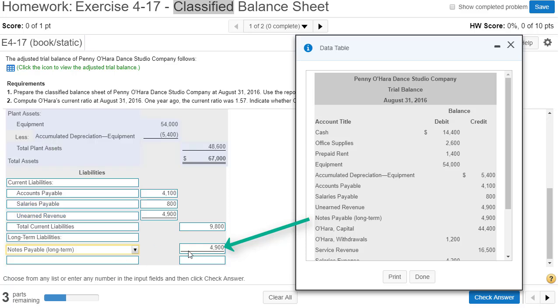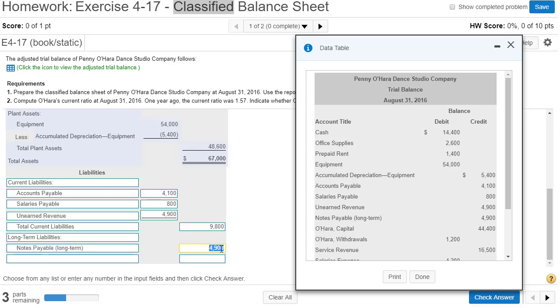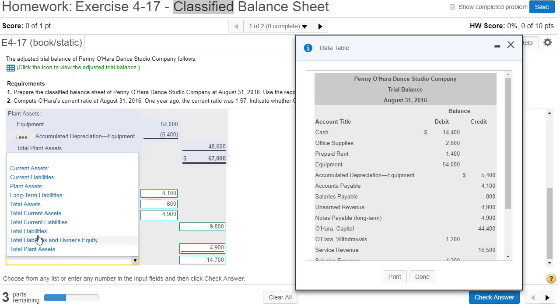And then notice we've got this horizontal line, which means we need to do a subtotal. So we're going to take $9,800 of current liabilities and add the long-term liabilities. That gives us $14,700 of total liabilities.